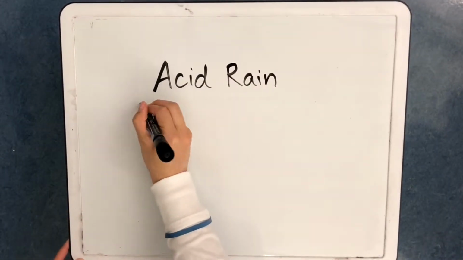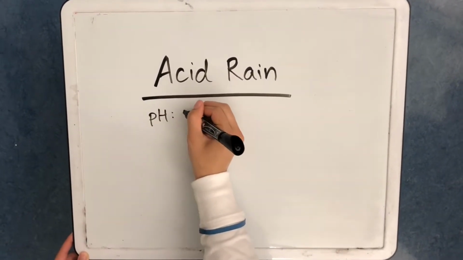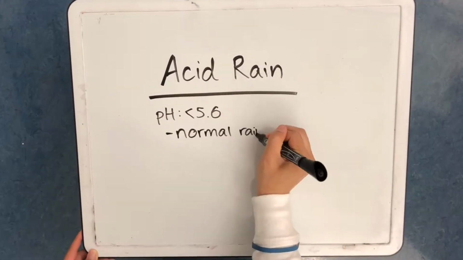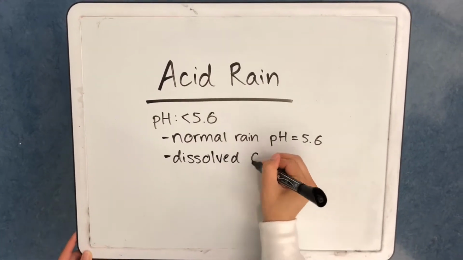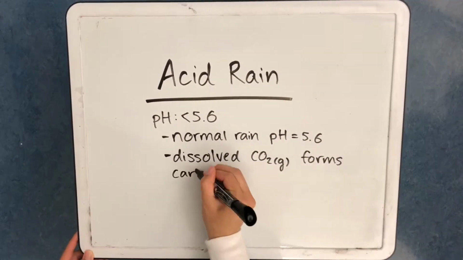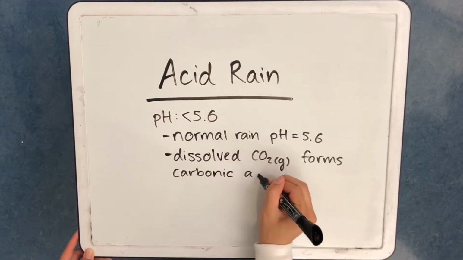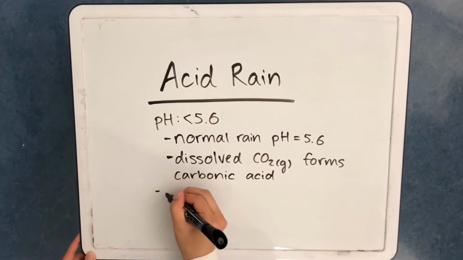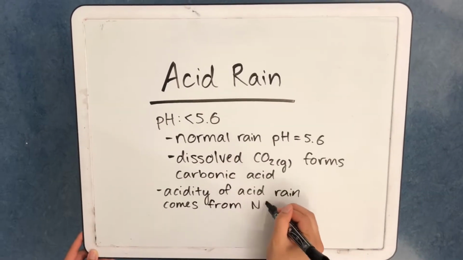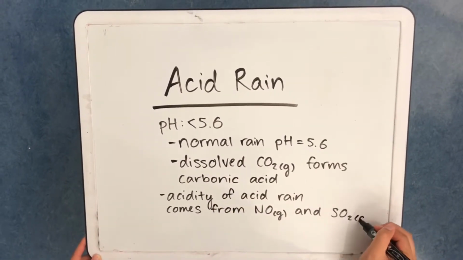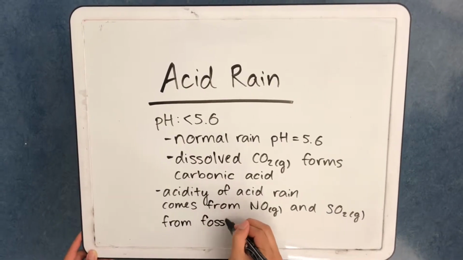Today we're going to teach you about acid rain, but first we're going to start with the basics. Acid rain has a pH lower than 5.6 compared to regular rain, which has a pH of 5.6. The carbon dioxide that we constantly breathe out reacts with water and produces carbonic acid, causing natural rain to always be slightly acidic. For acid rain, it is because of the nitrogen oxides and sulfur dioxides produced from fossil fuel emissions that the pH is lowered.